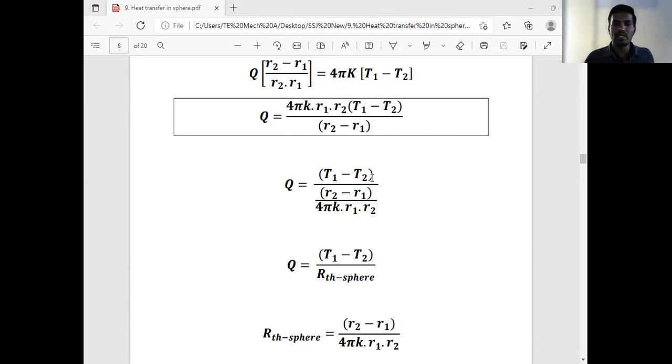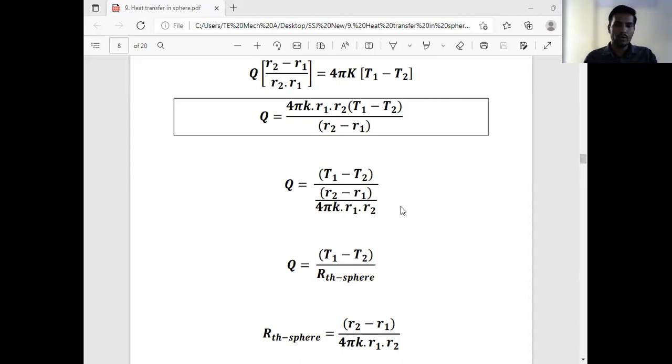Can anyone tell me what is the equation for the cylinder? First, Q is equal to what for the cylinder? What is the equation for the cylinder, Rishikesh? Q is equal to 2 pi KL into bracket T1 minus T2 divided by ln of R2 by R1. And what is the equation for the plane wall? Q is equal to T1 minus T2 divided by L by K. So these are the equations for the different shapes: for the plane wall, for the cylinder, and for the sphere.